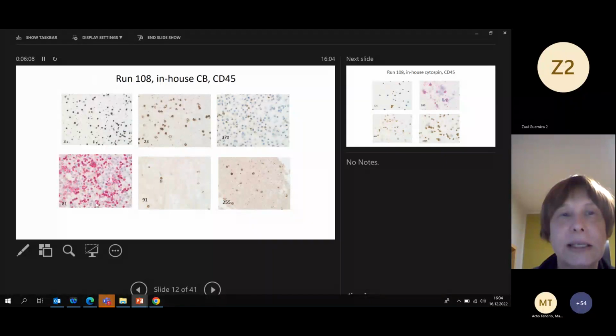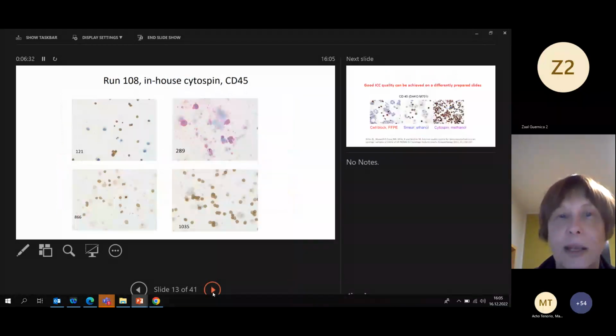And here you can see, because in NEQAS we asked participants not only to send NEQAS slides with the demonstrated antigen, but also in-house slides. In this case, in-house cell blocks with CD45 demonstration. And again, you can see that not all laboratories achieve good quality. And again, the same variability can be seen on in-house cytospins.